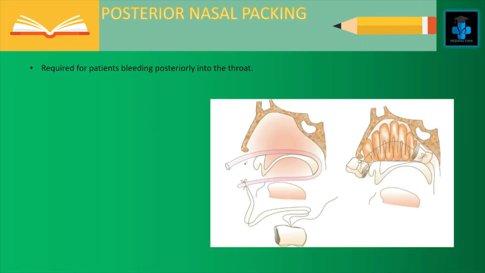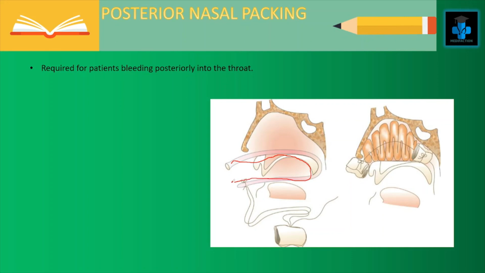Now let's move on to the posterior nasal packing. This is required for patients bleeding posteriorly into the throat. So for this, a post-nasal pack is first prepared by tying 3 silk ties to a piece of gauze rolled into the shape of a cone. After that, a rubber catheter is passed like this. This one is the rubber catheter.